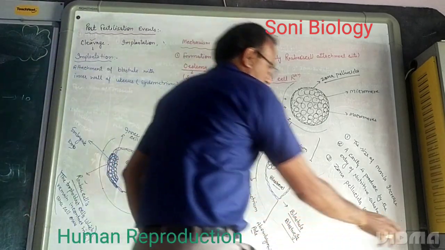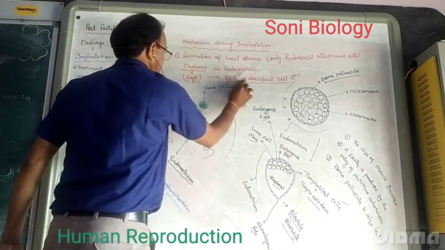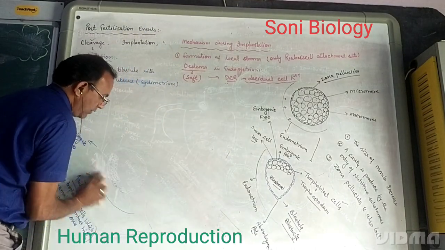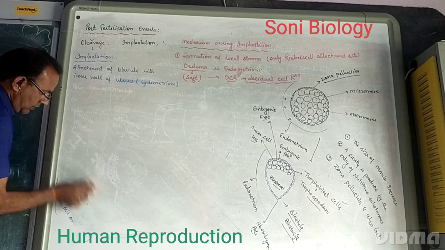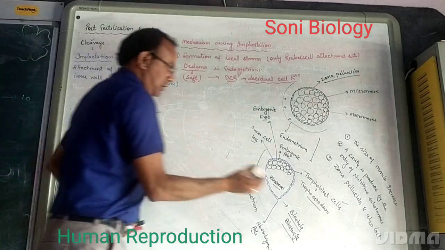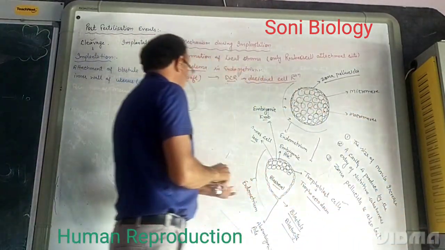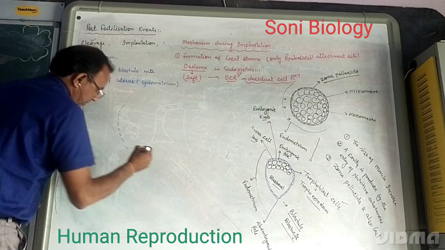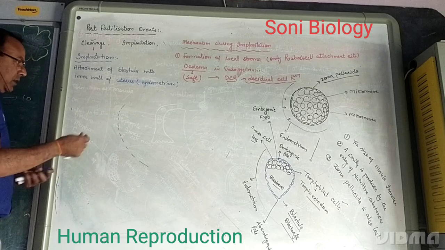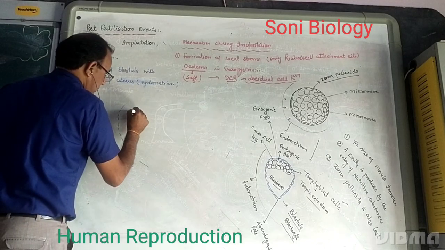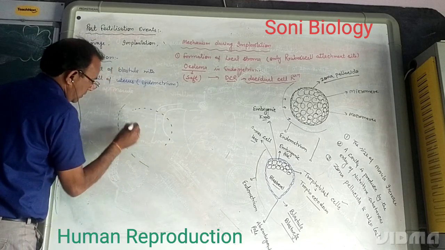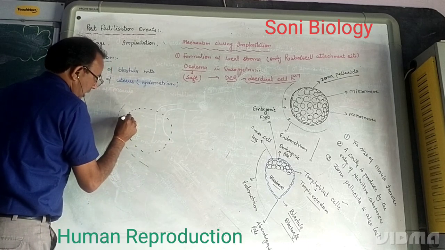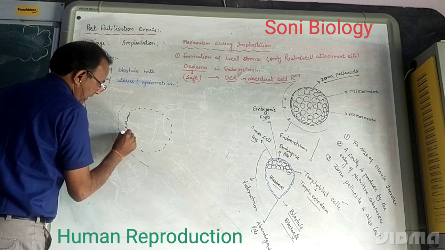The next process that takes place is, we will draw the diagram first. Suppose this is the inner wall of the endometrium, and this one is the blastula. At the outer surface, it contains flat small cells.